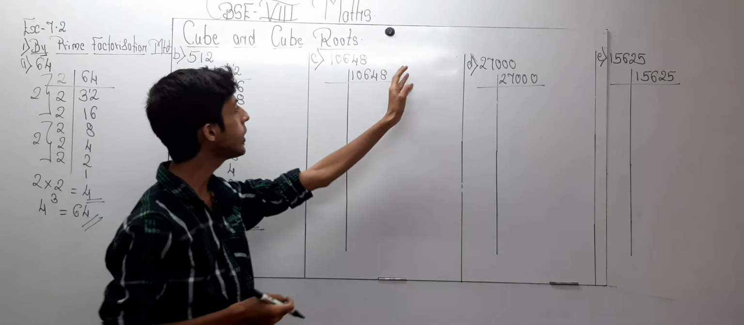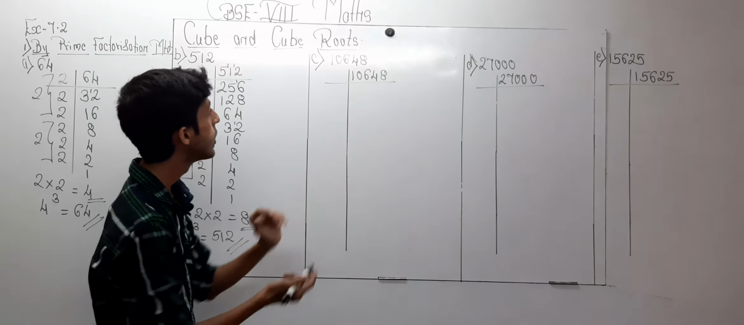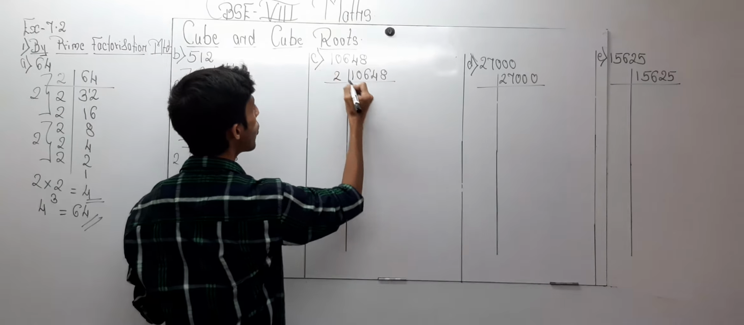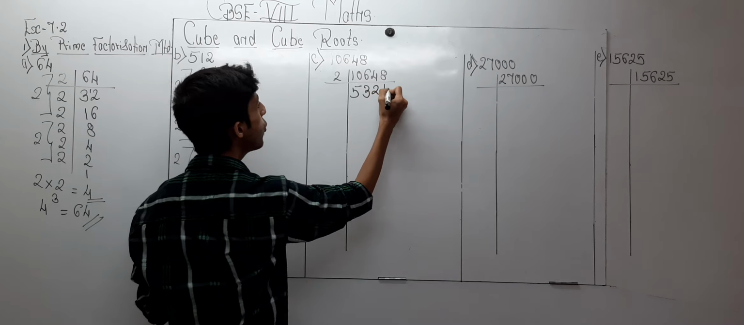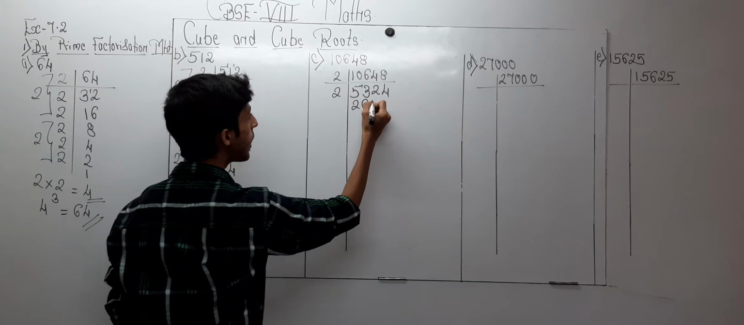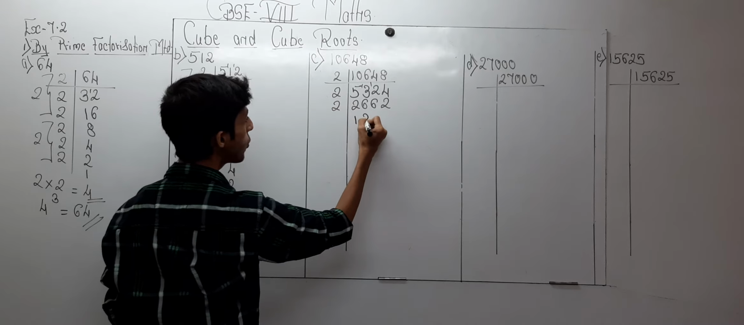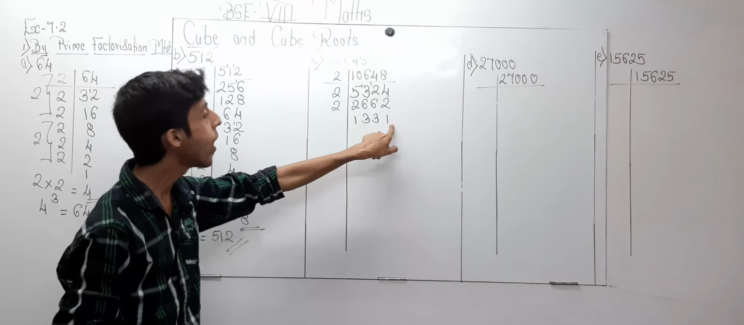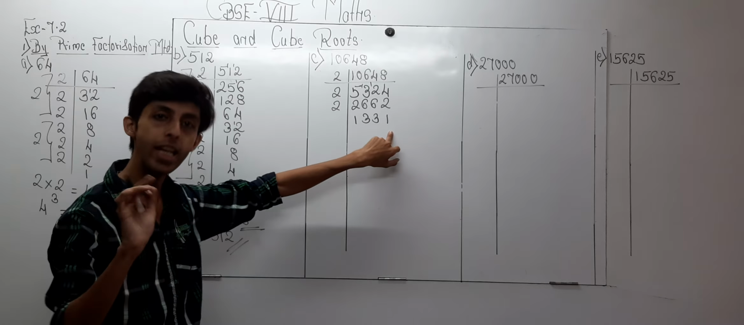It is 10648. We have to find it by the prime factorization method. Okay, so over here 8, so it is again coming in the table of 2. 2 5s are 10, 2 3s are 6, 2 2s are 4, 2 4s are 8, 2 2s are 4, 2 6s are 12, 2 6s are 12, 2 2s are 4, 2 1s are 2, 2 3s are 6, 2 3s are 6, 2 1s are 2. Now over here 1331 is coming. This 1331 is a cube of 11.